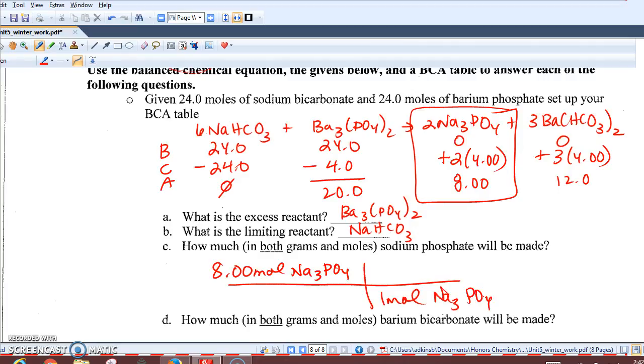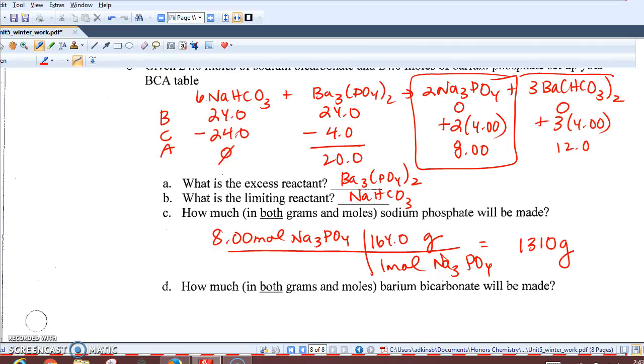Now, again, why are we saying 1 mole of sodium phosphate instead of 2 moles of sodium phosphate? Anytime we do these molar masses, we take them from the periodic table and we do them per 1 mole. So we add up that molar mass, it was 164.0. So we multiply that out and we get about 1310 grams.